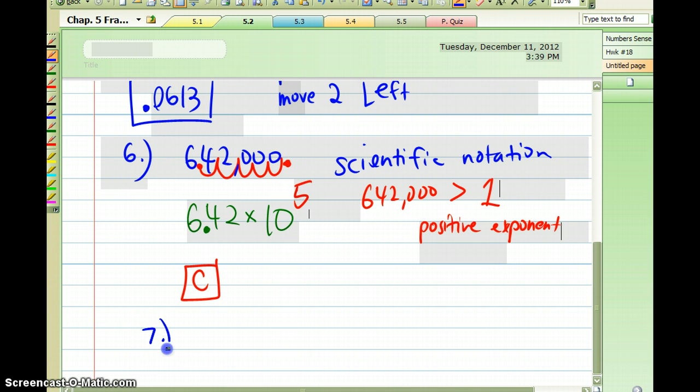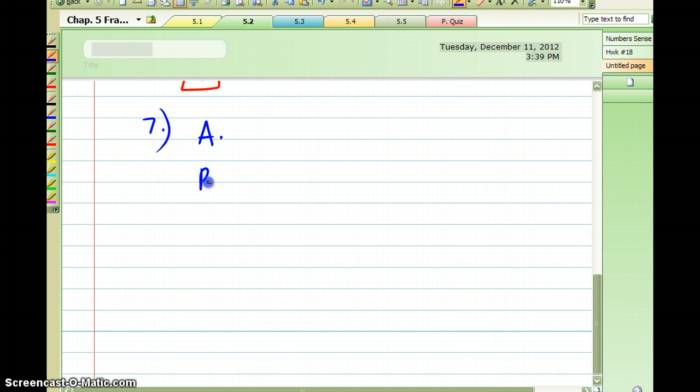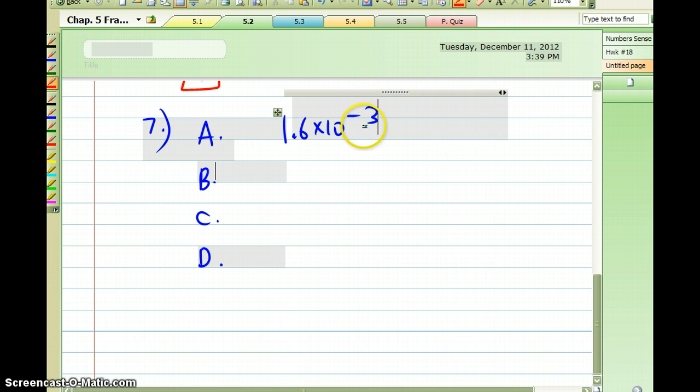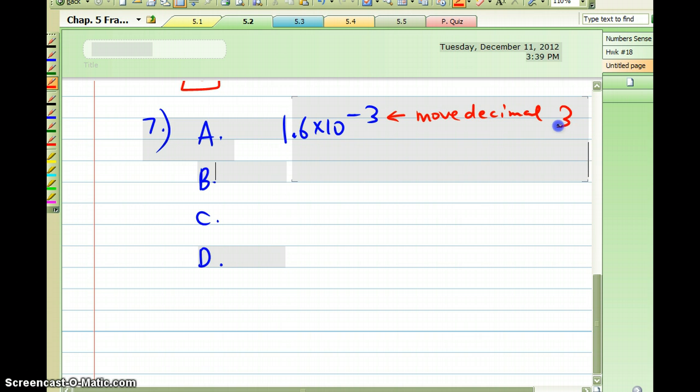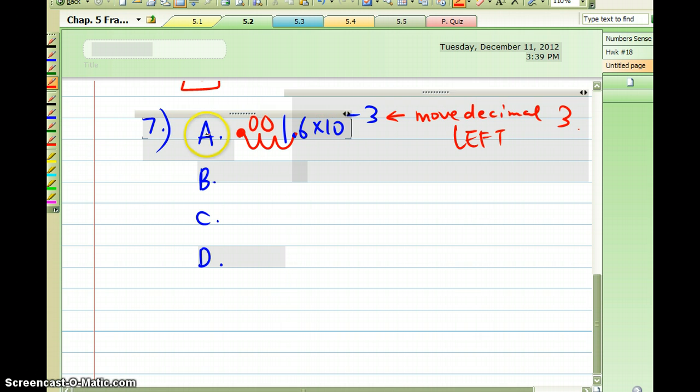Okay. Number 7, when written in scientific notation, which of these numbers is greater than 1 but less than 2? So I'm looking for a choice that is greater than 1 and less than 2. Okay, number A, 1.6 times 10 to the negative 3rd. Negative 3rd means I move the decimal 3 times, and then it's negative, so I'm going to go to the left. So that decimal goes 1, 2, 3. It's going to end up there. Now this decimal I'm getting is clearly not greater than 1. Definitely don't want that.